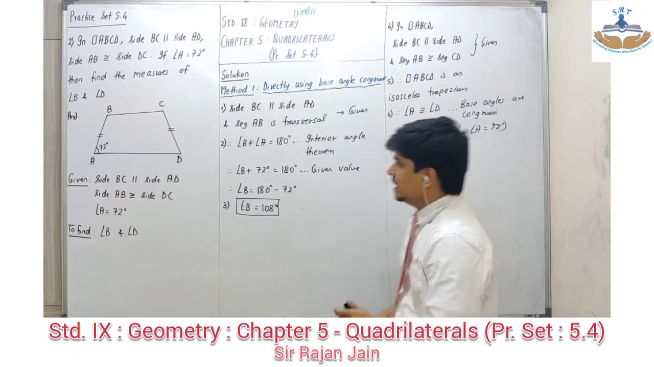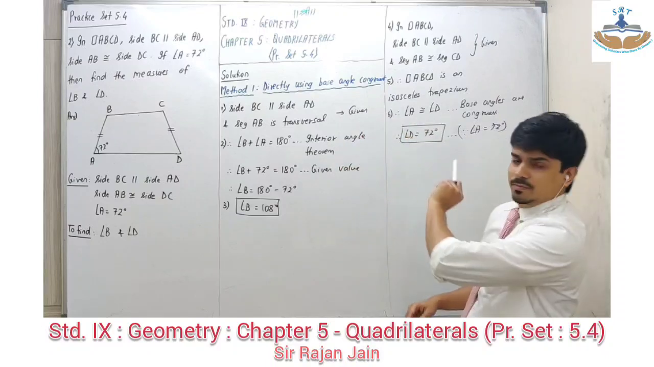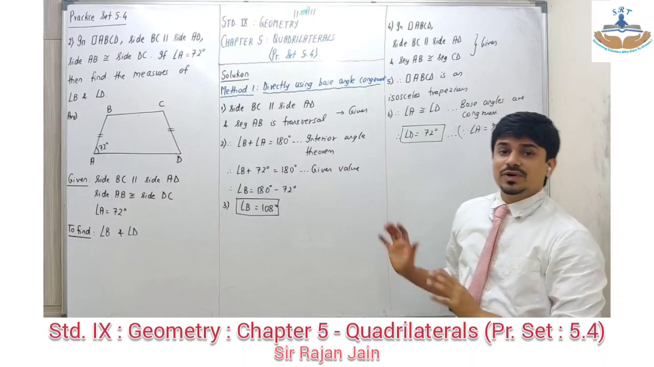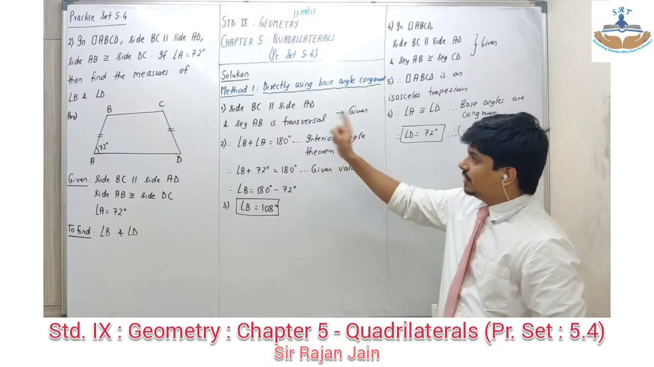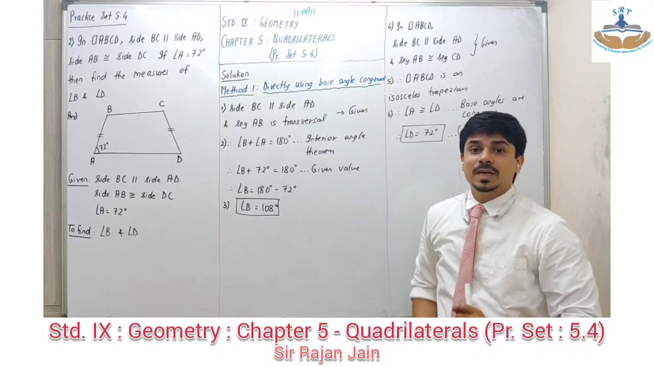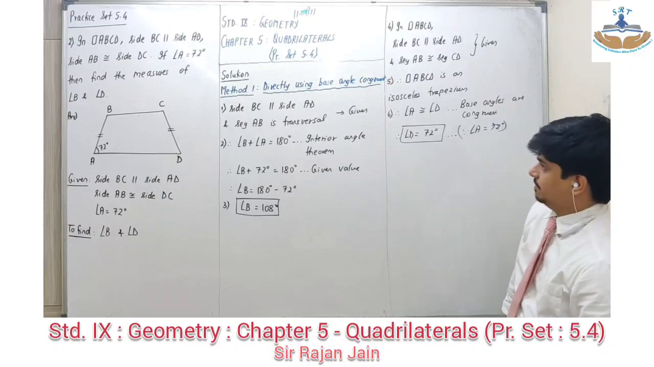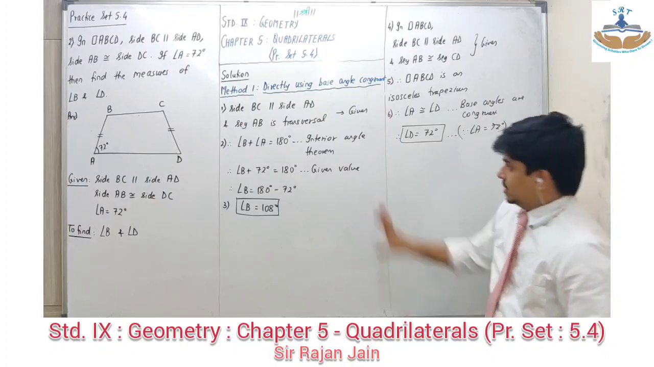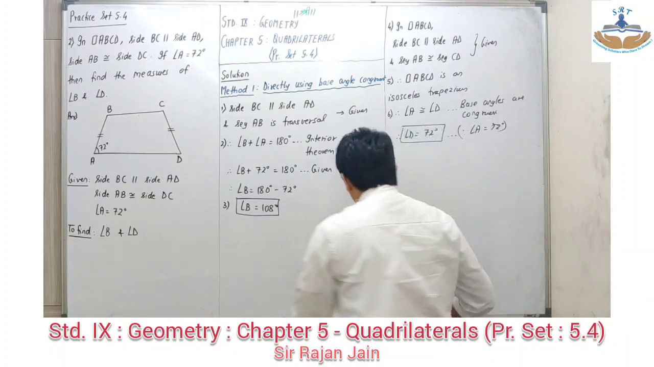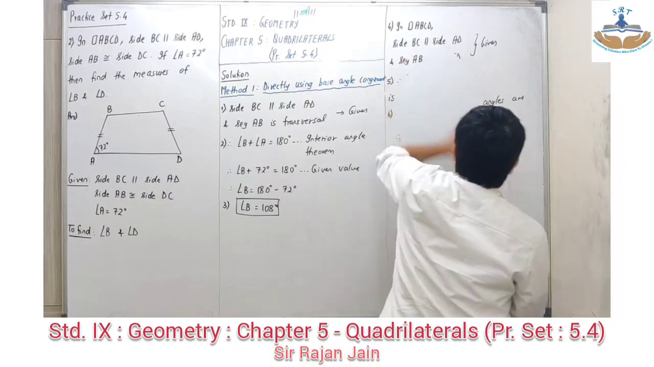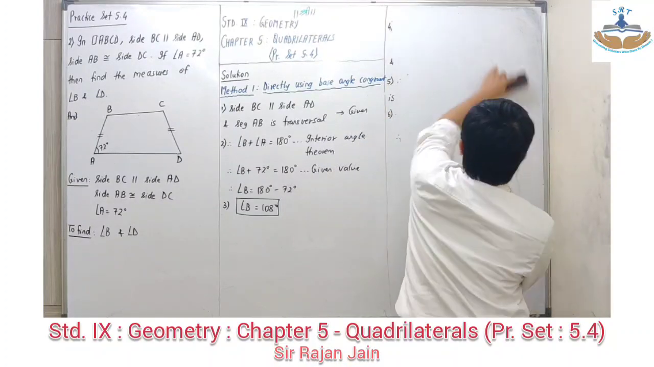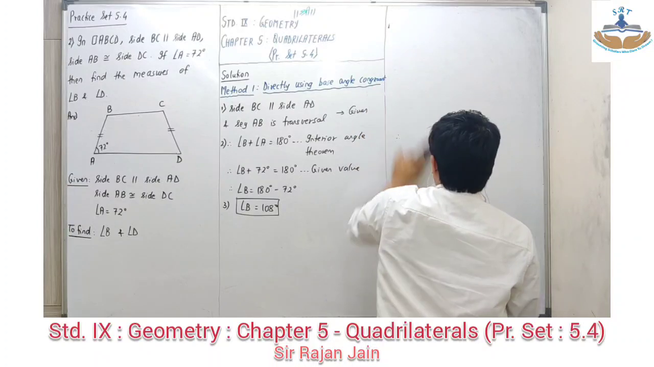Okay, what I do is, take a screenshot of this method and you can ask your school teacher whether this will be allowed or not, whether you can directly use the property: base angles of isosceles trapezium are congruent. Okay, take the screenshot. So you have the method with you. Now I go with the second method where I will prove that base angles are congruent. I am not directly using this property.